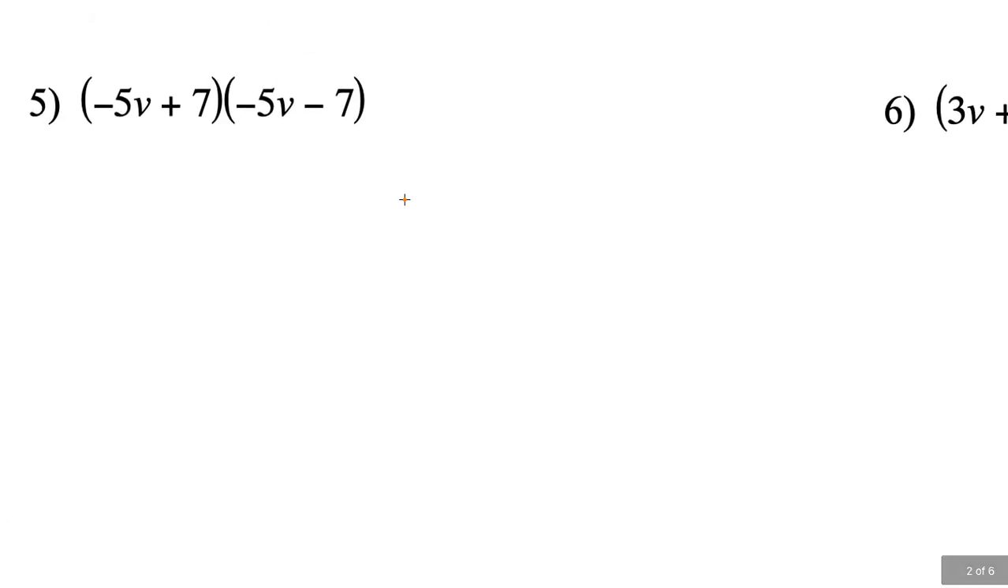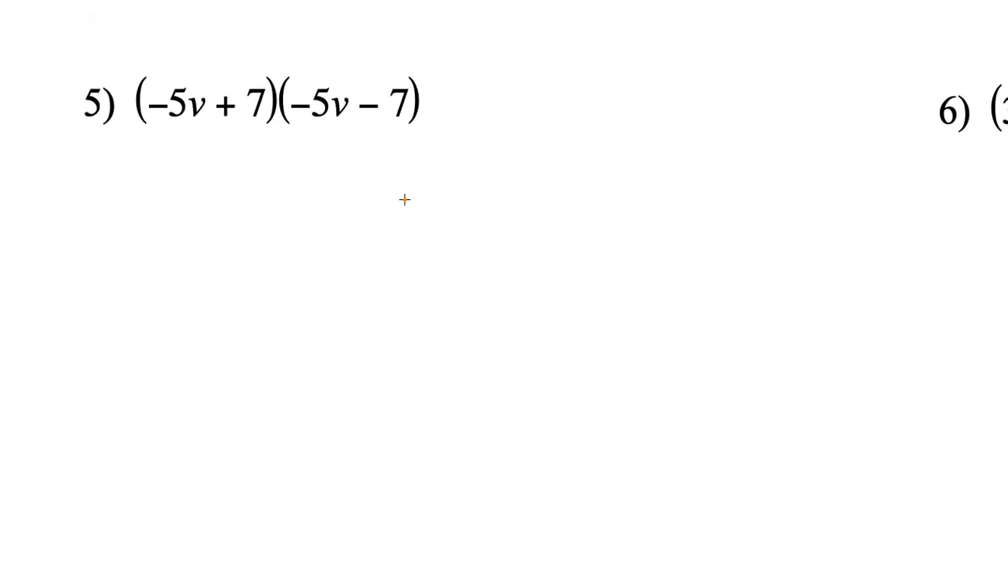Again, I have the same type of problem, but different because this is a conjugate pair. Conjugate pair meaning it's the same terms, negative 5v and 7, but the middle operation is changed. So there is a shortcut to this. I'm going to do it the long way. I'll show you a shortcut at the end if you want to see it.